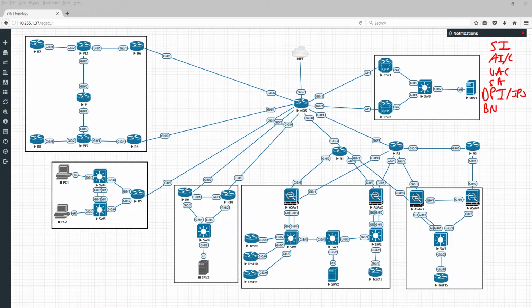There's EtherChannels, which is very similar to redundant interfaces, but with redundant interfaces, only one interface is active at any time. With the EtherChannel, both interfaces are active at the same time. So it gives you a little bit more redundancy, resiliency, and scale in terms of that.